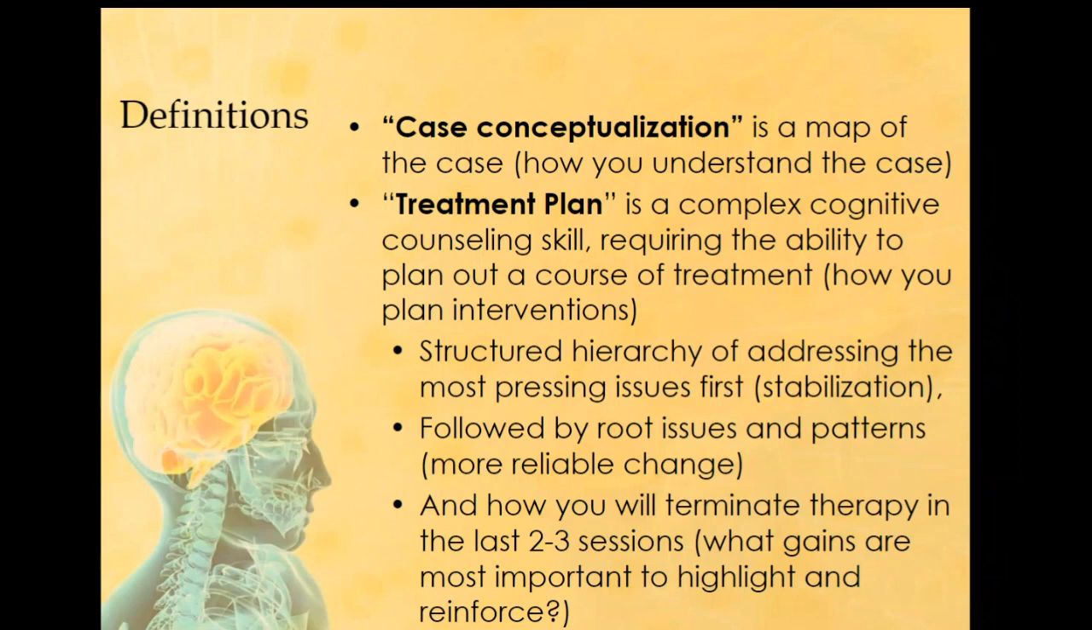So, with the treatment plan, you articulate the issues that you're going to address and in what order. Essentially, it gives some structured hierarchy to what we're going to do, where we're addressing the pressing issues first, the stabilization, then the subsequent issues, the root issues, and then how you're going to terminate in the last 2 to 3 sessions. And in that situation, you're going to really work on how you can highlight and reinforce the gains. So again, it's stabilize core issues and then work towards termination.